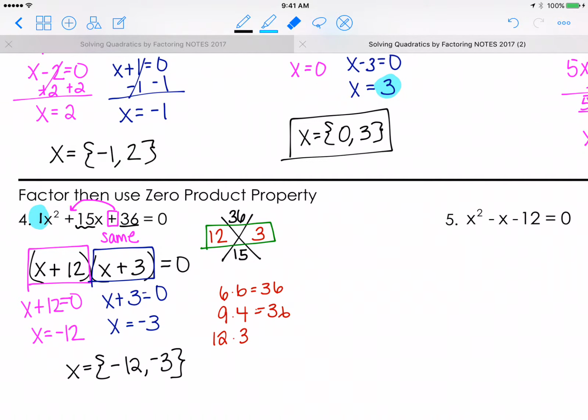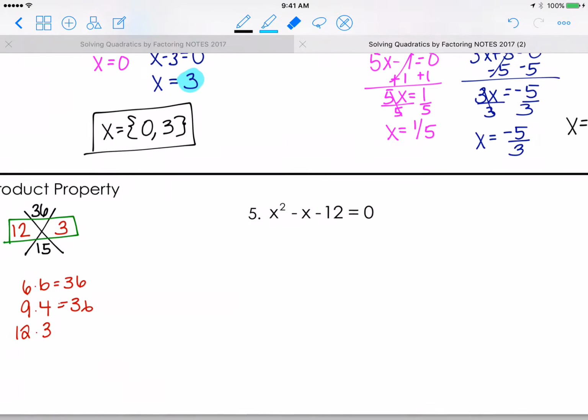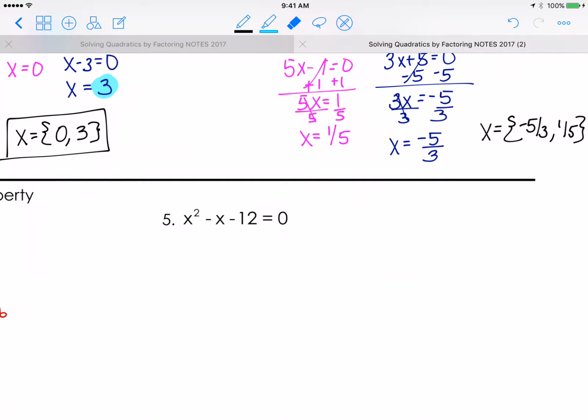Okay, we're going to pick up on number 5. So now, 3 terms. Ask ourselves, is there a GCF? I do not see one. So now we have to say, okay, is A equal to 1 or is A greater than 1? And on all of these problems today, we're just going to do A is equal to 1.